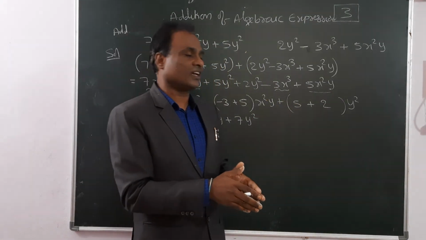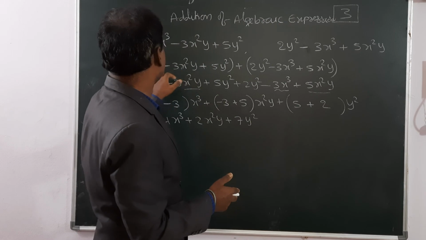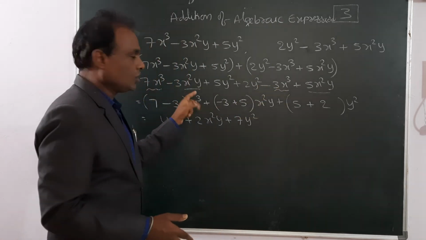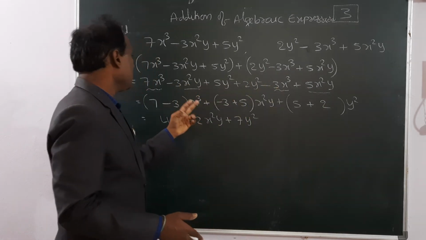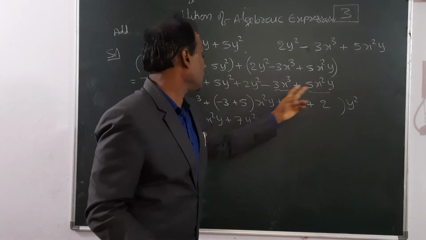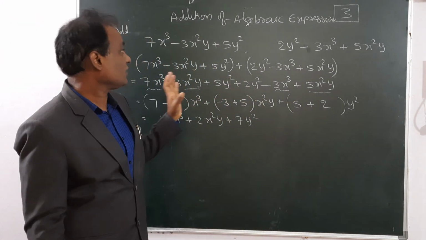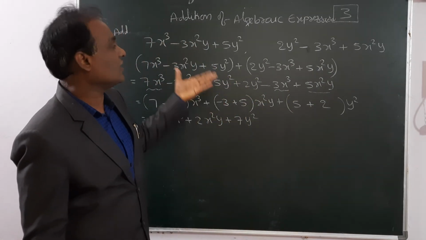Here also in algebraic expressions, like terms will be added. So the x cube term should be added with only the x cube term; we can't add these two. Only x cube is added with x cube, x square y is added with x square y, and y square is added with y square. This is the procedure for adding algebraic expressions.